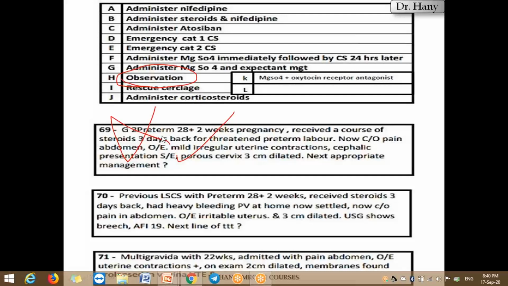If she is not on tocolysis, we can continue the tocolysis regimen because the patient is still a candidate for tocolysis, not for magnesium sulfate. Okay? There is no magnesium sulfate now. It should be after 4 centimeters. Let's move to another scenario.